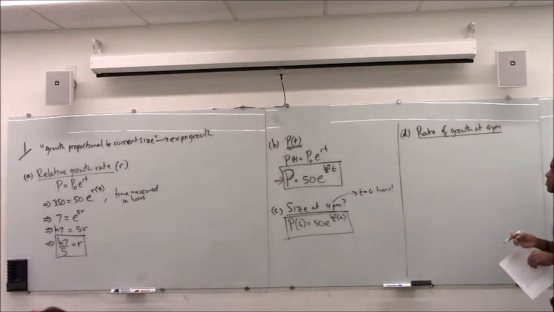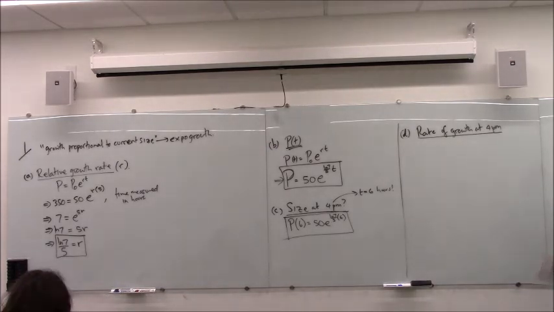Yeah? I have a question for C. Would it be wrong to put the P of 0 at like 350 and then say an hour for T? Like instead of the 10 a.m. is 50 bacteria, you use 350? It wouldn't be wrong. I wouldn't recommend it though, but it's not wrong to say that.